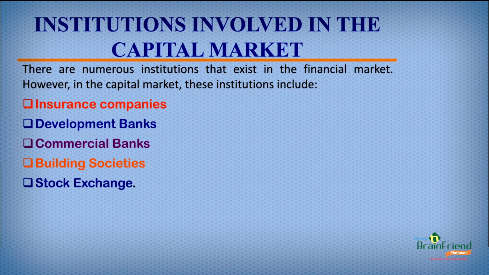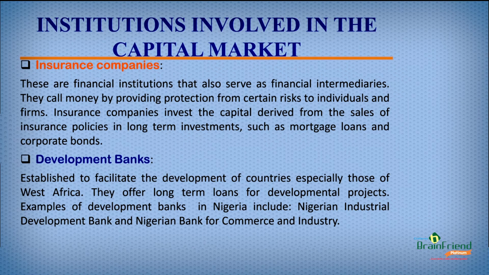What are the institutions involved in the capital market? For this class, we will consider five of them. These are the insurance companies, development banks, commercial banks, building societies, and the stock exchange. So let's go with the first one, insurance companies.